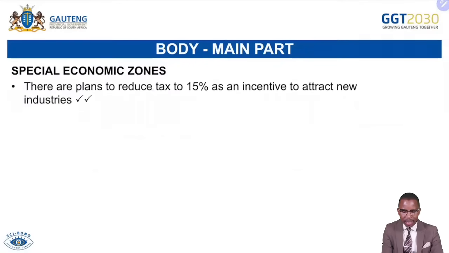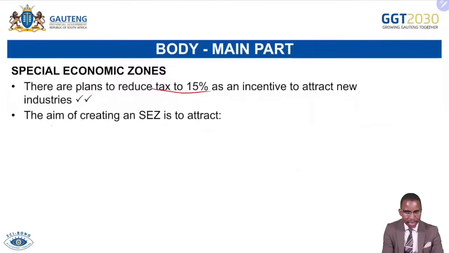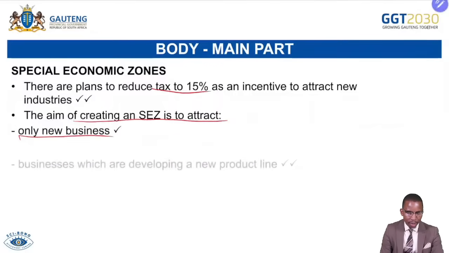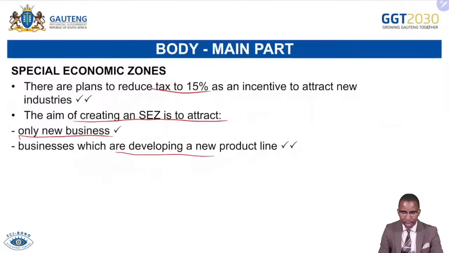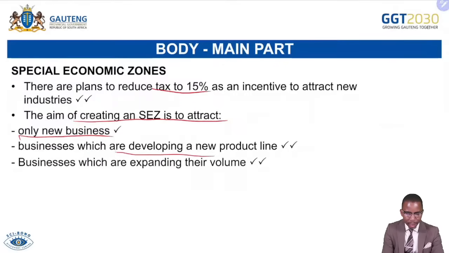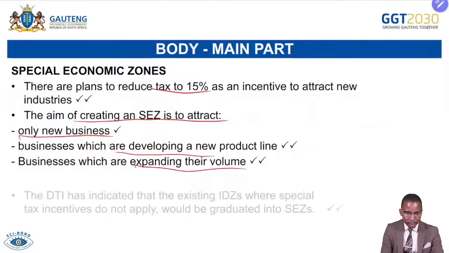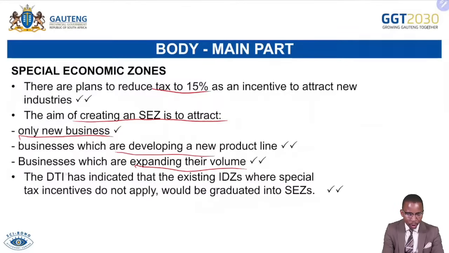We continue with SEZ. There are plans to reduce tax up to 15% as an incentive to attract new industries into SEZ. The aim of creating SEZ is to attract the following: only new businesses, businesses which are developing a new product line, and businesses which are expanding their volume. And then the DTIC, Department of Trade, Industry and Competition, has indicated that the existing ITZ, where special tax incentives do not apply, would be graduated to SEZ.